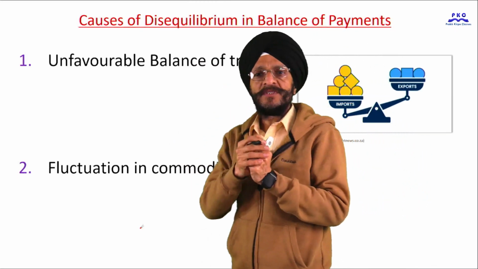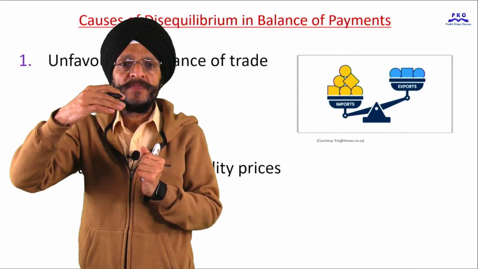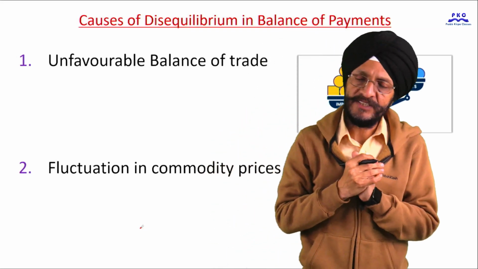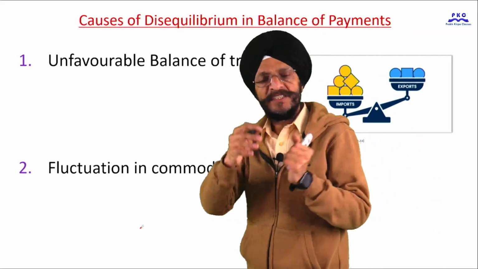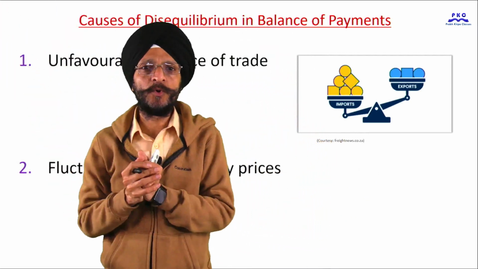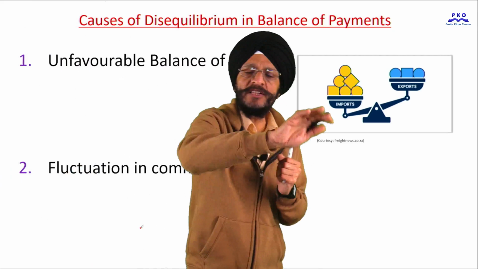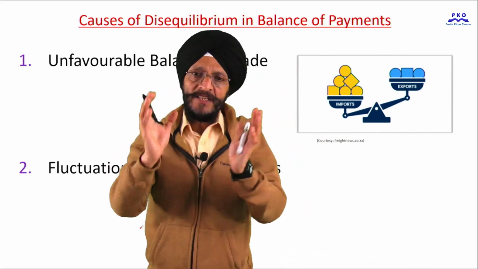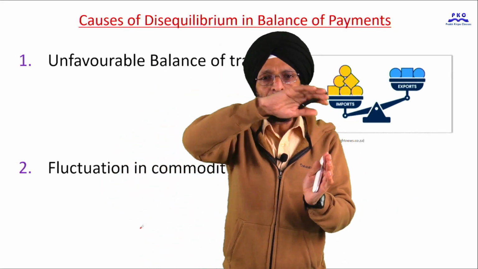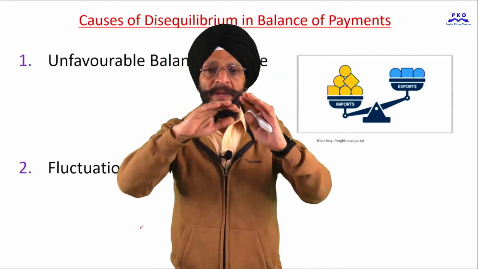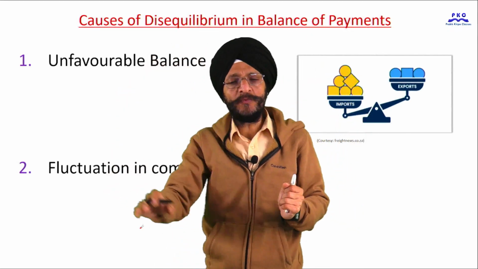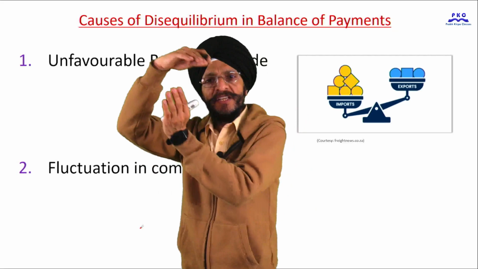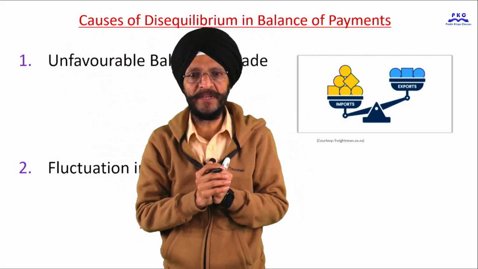Sometimes we give loans to the rest of the world, and sometimes we receive loans from the rest of the world. Some of the residents of the country make investments abroad, and some foreign investors also make investments in our country. So, balance of payments is a record of all these economic transactions which take place between the residents of the country and the rest of the world during a specified period.